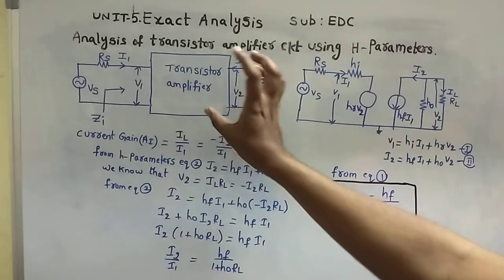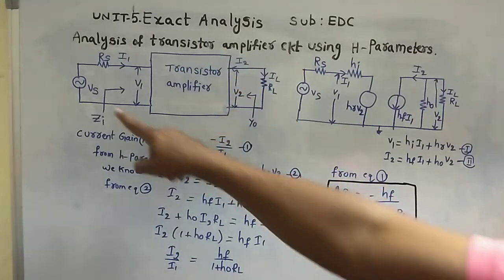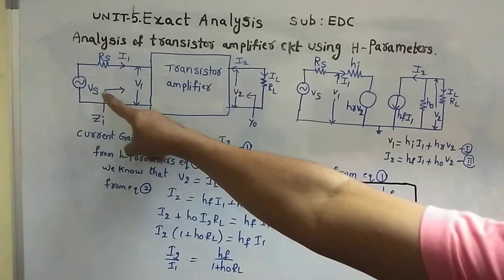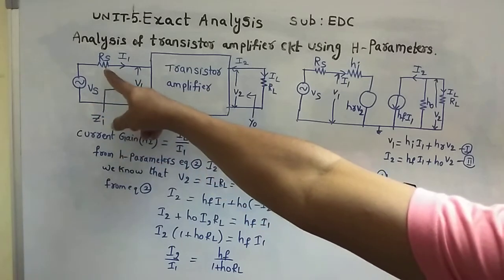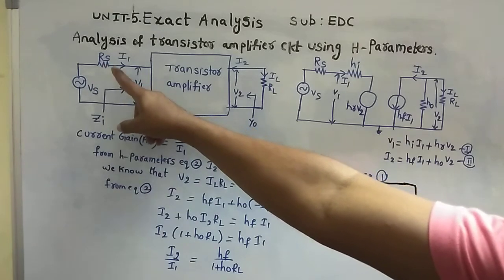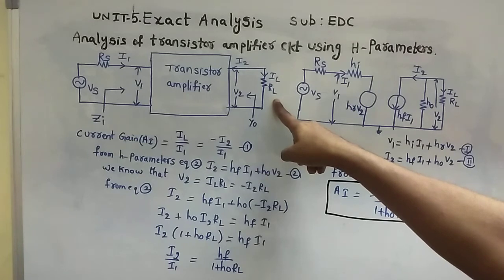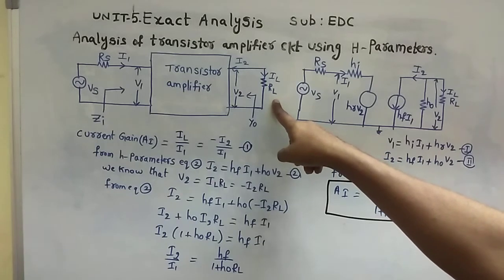For the amplifier we have to give an input signal Vs through the source resistance Rs, and then we collect the output across the load resistance RL. It may also be ZL, the load impedance. You may take it in any manner, no problem.